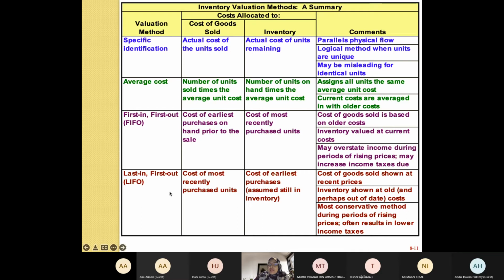But LIFO is different because the cost of the most recently purchased will be cost of goods sold, and your inventory will be the cost of your earliest purchases. So you have to understand. Under normal economic conditions, the price of items normally increases or decreases over time.